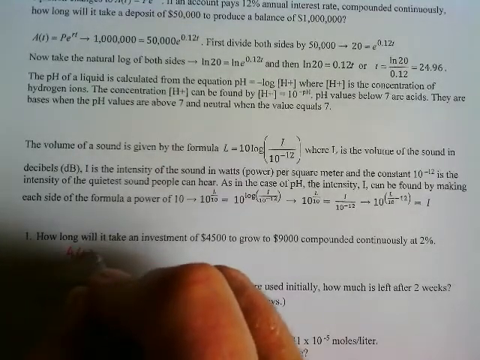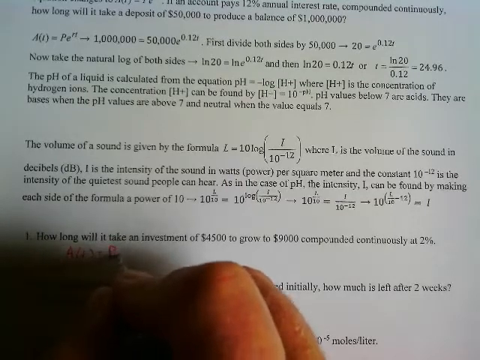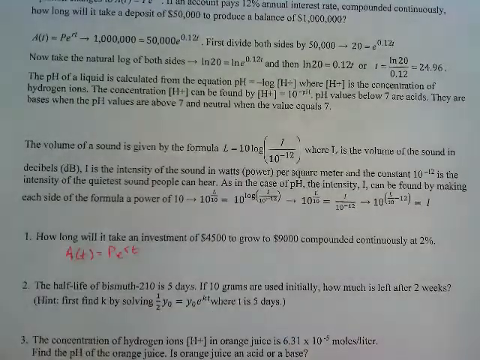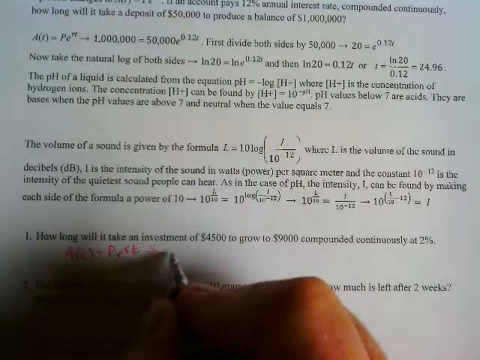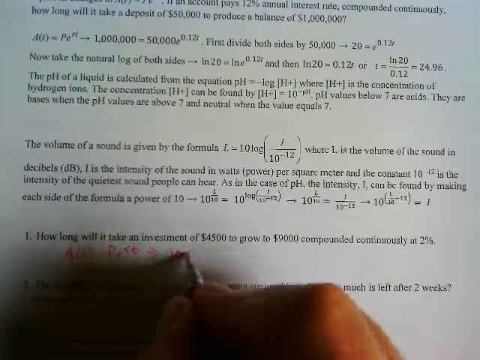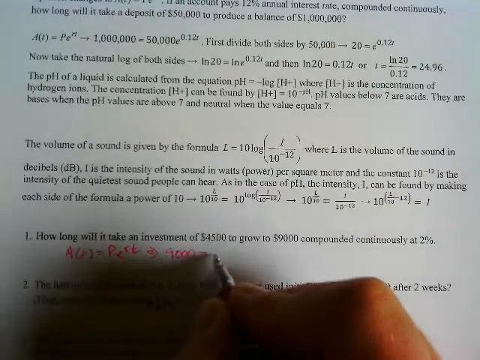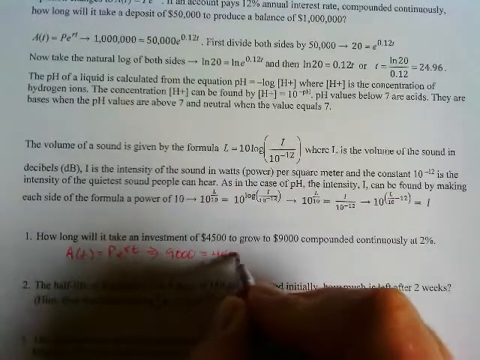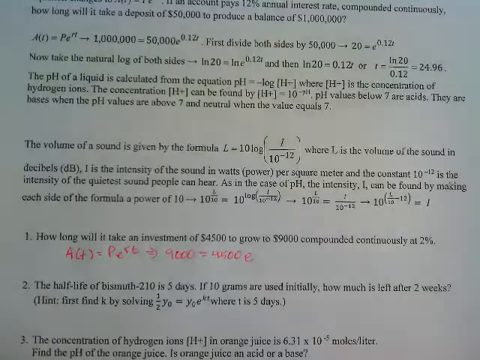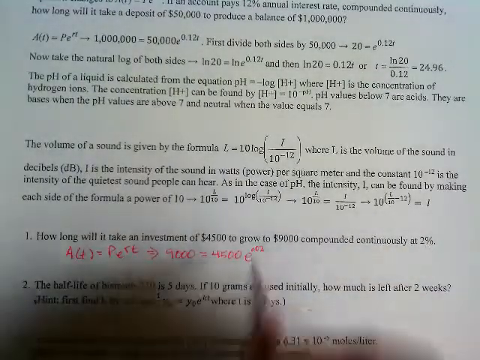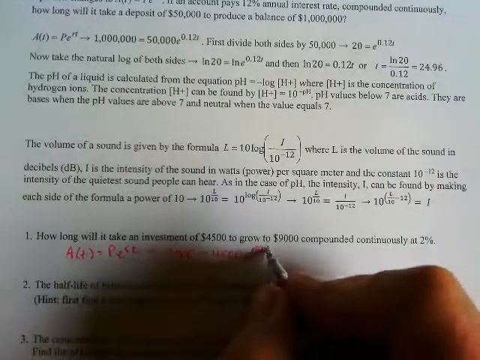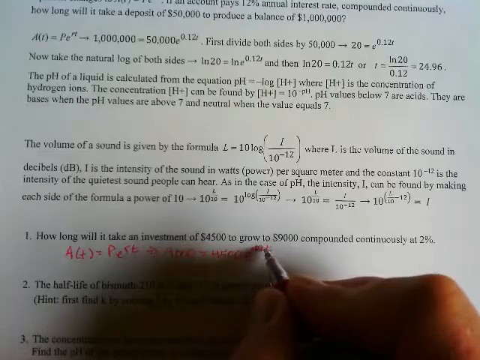A(t) equals P e to the rT, again because we are compounding continuously. And now plug in our numbers. We want to get to the 9,000. We have started with the 4,500. Our rate is 0.02. Notice how the 2% becomes 0.02. And we're going to try to solve for the t.